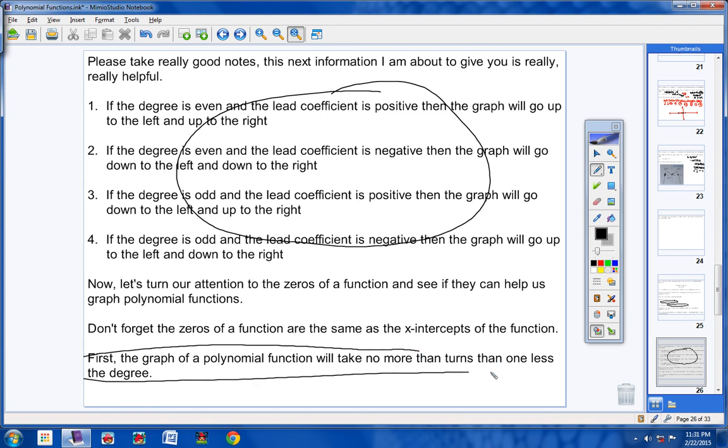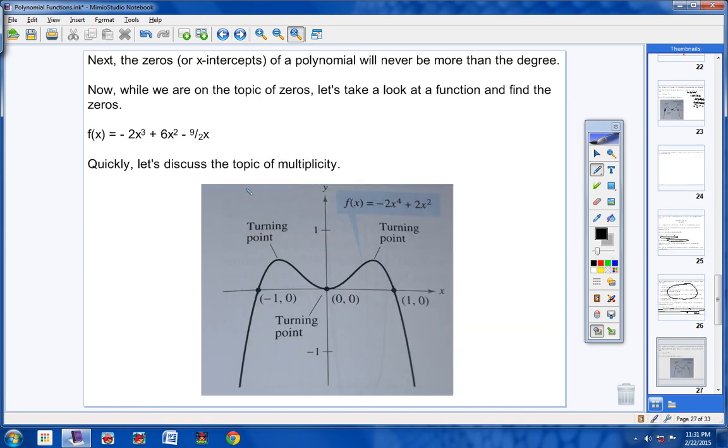We also talked about this right here. If you have a fourth degree polynomial function, it will take no more than 3 turns. Then we talked about the zeros or x-intercepts will never be more than the degree. So if you have a third degree function, there will be no more than 3 zeros. Okay, we talked about that.